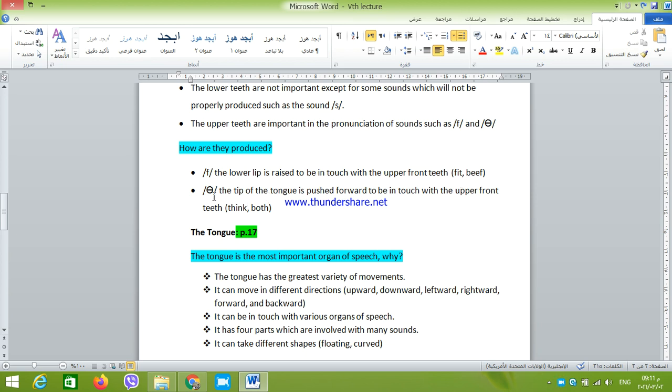The same thing happens with th, but now the tip of the tongue is pushed forward, with the upper front teeth. While here, it's the lower lip and the upper front teeth. Okay?